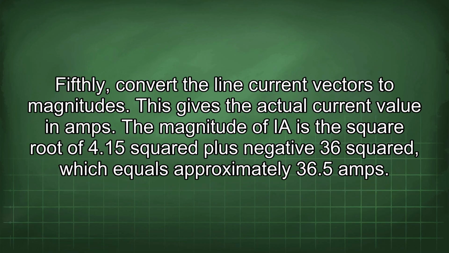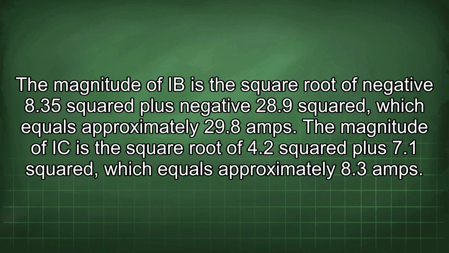Fifthly, convert the line current vectors to magnitudes. This gives the actual current value in amps. The magnitude of IA is the square root of 4.15 squared plus negative 36 squared, which equals approximately 36.5 amps. The magnitude of IB is the square root of negative 8.35 squared plus negative 28.9 squared, which equals approximately 29.8 amps. The magnitude of IC is the square root of 4.2 squared plus 7.1 squared, which equals approximately 8.3 amps.